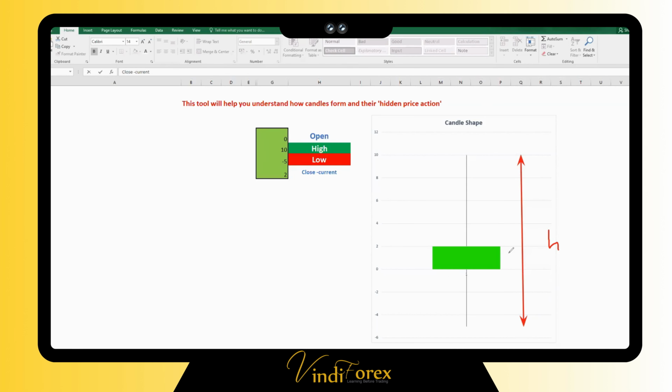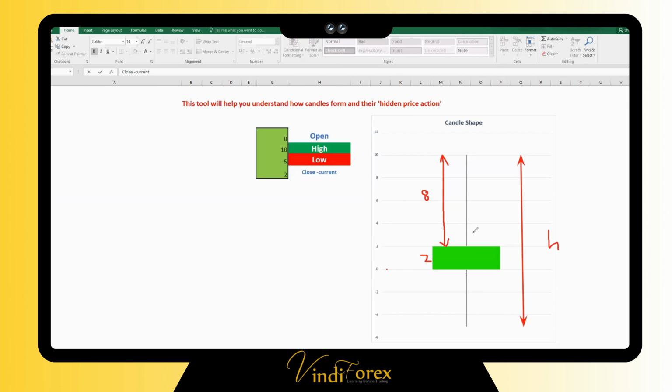And where is the body? Stick with me. The body is how many bars? From 0 to here, it's 2. From 2 up to 10, right here, how much do you have? Do you have 8? We have 8 of this.